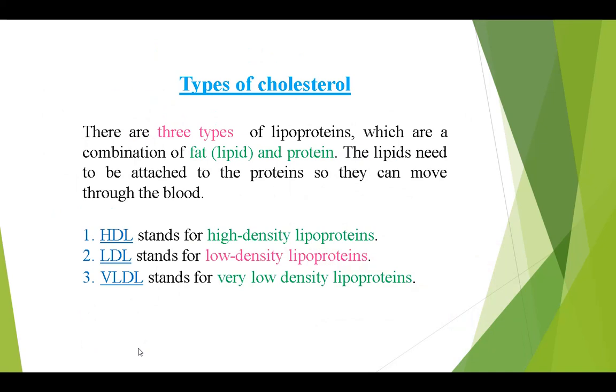Next one is types of cholesterol. There are 3 types of lipoproteins. These lipoproteins are a combination of fat and protein. Here lipids need to be attached to the proteins, so they can move through the blood. The 3 types of lipoproteins are: HDL stands for high-density lipoproteins, LDL stands for low-density lipoproteins, VLDL stands for very low-density lipoproteins. Now let's discuss these 3 different types of cholesterol one by one.